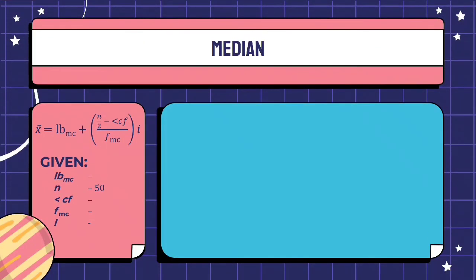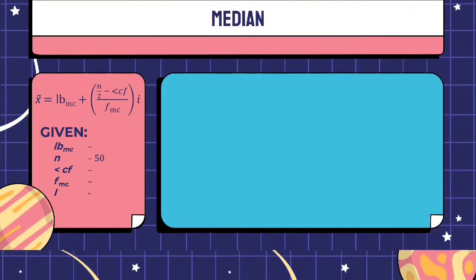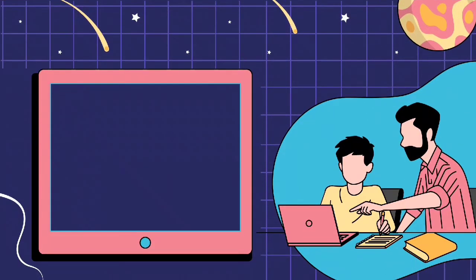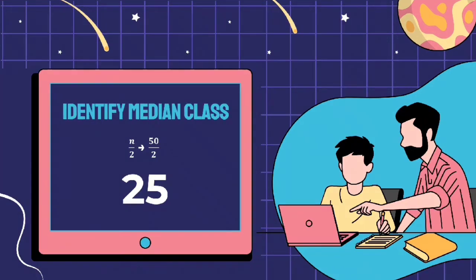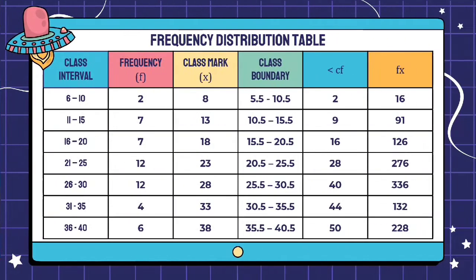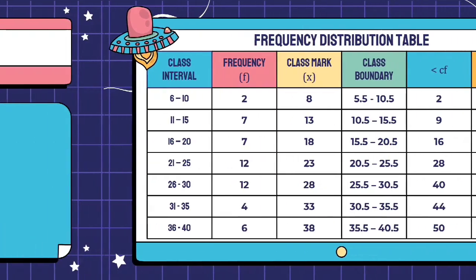For the median, we still have unknowns. So before solving, we will first identify where the median class is using the formula n over 2. Substituting the given, and we will have 50 over 2, which is equivalent to 25. Therefore, the first number in the less than cumulative frequency column that is greater than or equal to 25 is the median class. Since 28 is the closest to 25, class 21 to 25 is the median class.